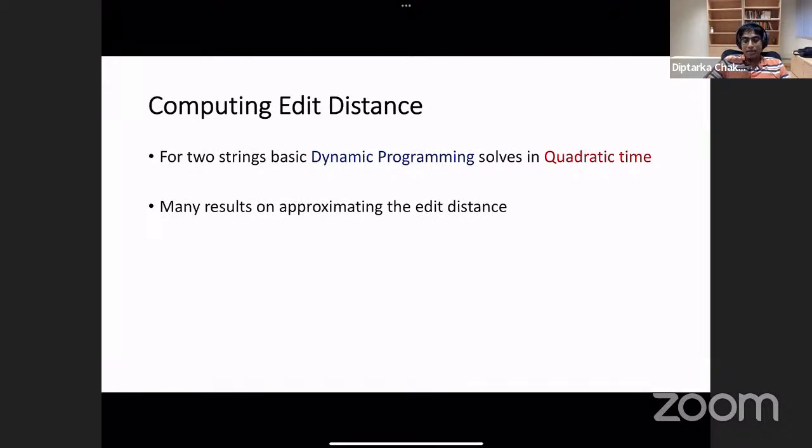So for our purpose, computing edit distance is very simple. Since I am going to be talking about multiple strings, quadratic time is just polynomial time, and computing edit distance is a very easy problem. But I just wanted to note that there are several works on computing edit distance and approximating it.